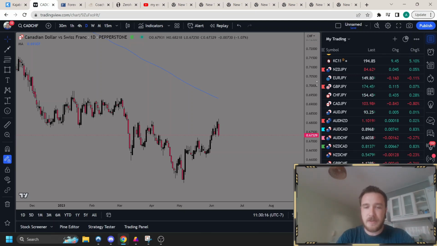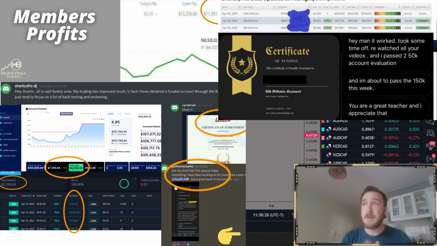Let's get into it, because this is a trading strategy that I use every single day, and I've been trading for over 8 years now. This is the same trading strategy that we talk about in the Moneyball trading program that's helping traders consistently make money and go off to become funded traders. So let's get straight into it.